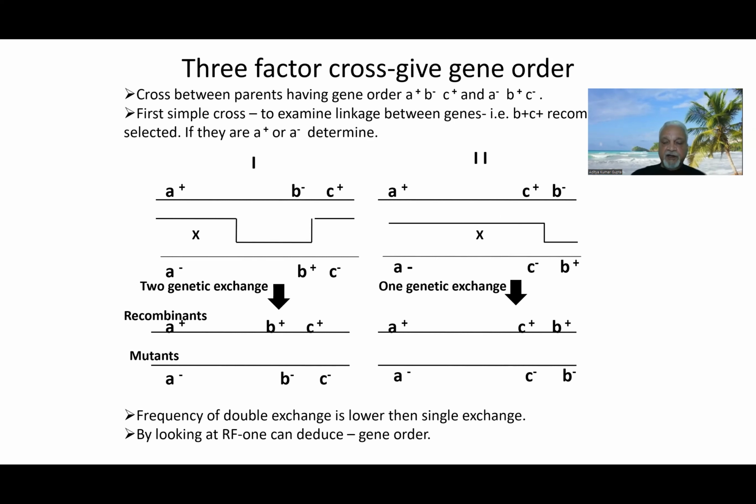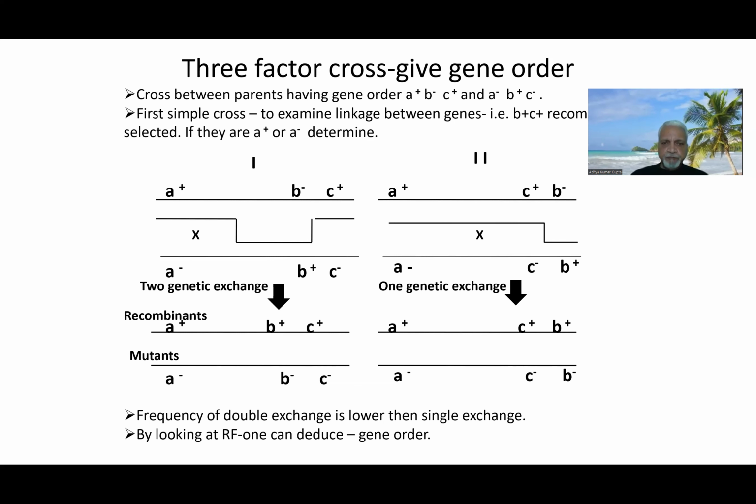And therefore, if you are observing a very low recombination frequency, then panel 1 is the gene order. But if you are getting a high frequency of recombination and recovery of A plus B plus C plus, it means it is a disorder, because it is involving only a single crossover. So just by looking at the recombination process, you can give the gene order.